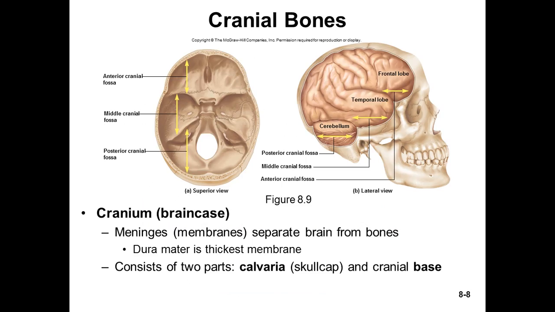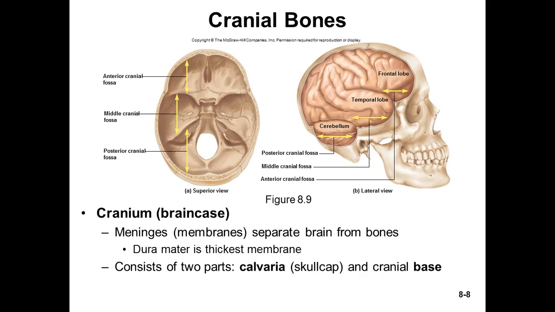Here's your cranium, or the cranial bones. The cranium is called your brain case, or the skull bones. They're showing you how the brain sits, and there are several lobes of the brain. You have your frontal lobe, your temporal lobe, and your cerebellum, and they're showing you a lateral view. The base of the skull is really the floor, and the part that sits on top, which is called the calvaria, is your skull cap.